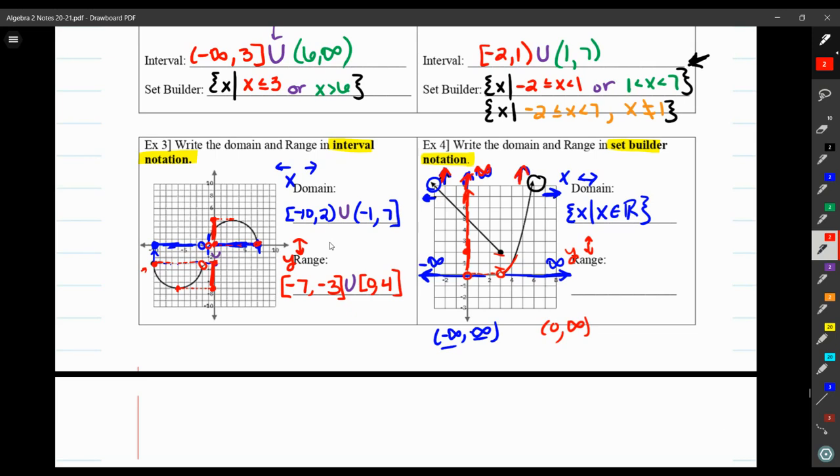So let's translate this into set builder. So we have y such that, now this is 0 less than y less than infinity, but I can't have this side. And we need to flip this over. So this is y greater than 0. And there's our set builder notation. Let's try a couple more.